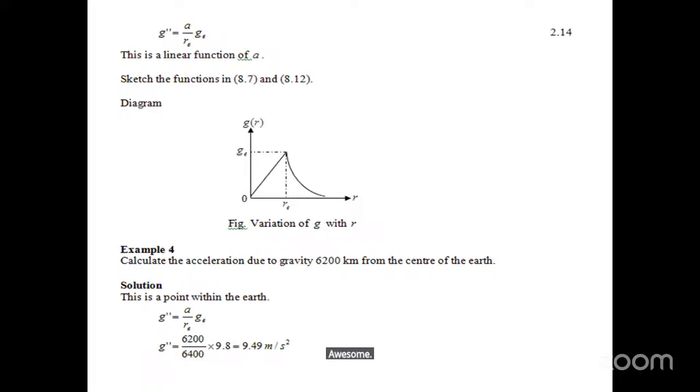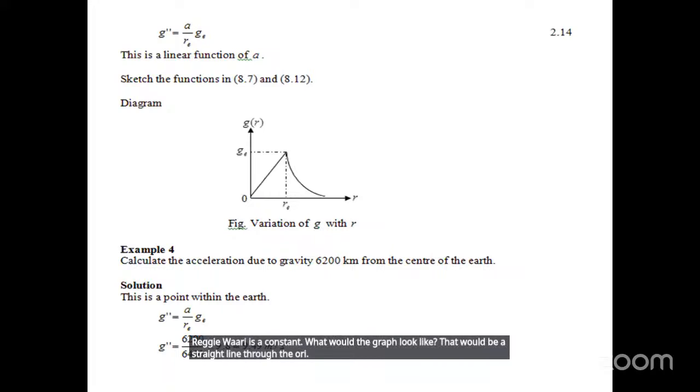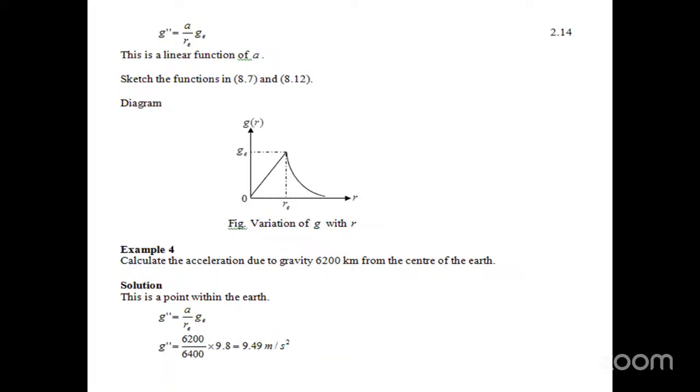And g double prime is equal to a over Re times Ge. This is a linear function. What is a linear function? a is the only variable here, right? Ge is a constant. Re is also a constant. It's like Ge over Re times a, where Ge over Re is a constant. What would the graph look like? That would be a straight line through the origin. What's the equation of a straight line? y equals mx plus c, right? If c is 0, then that means that the linear graph is through the origin.